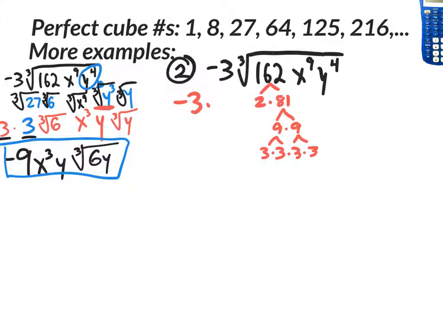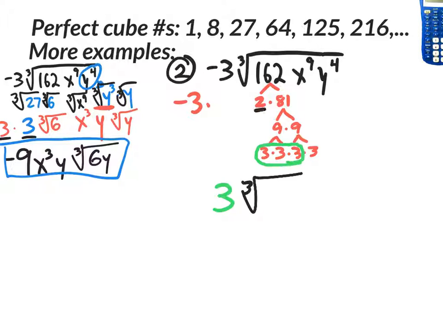So since I have a cube root, I need groups of 3. So for each group of 3, that comes out of the cube root. So if I were to get these 3 times 3 times 3, I'll pull them out. It's going to be one single 3 on the outside, and then we have the cube root, and let's see what's left over on the inside.